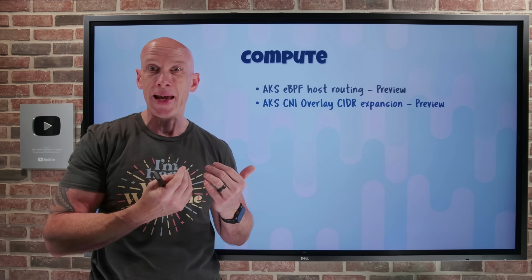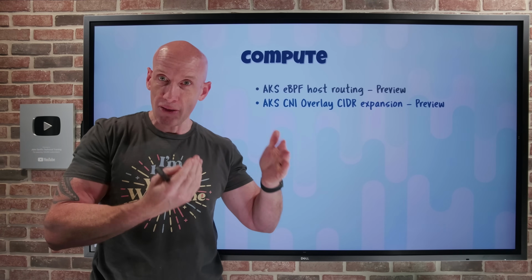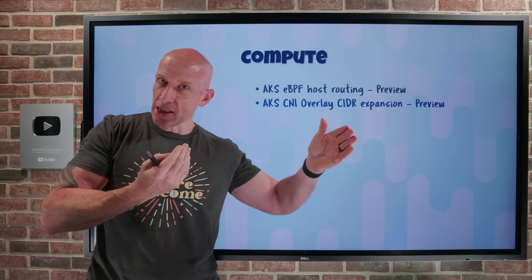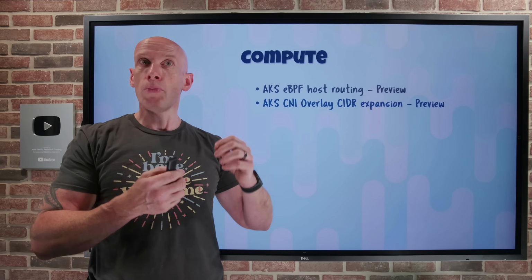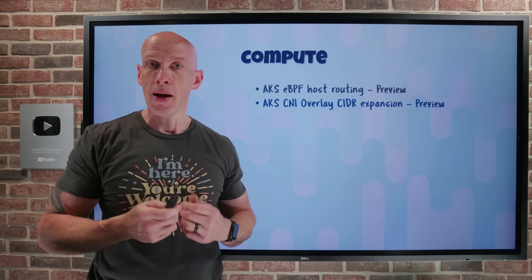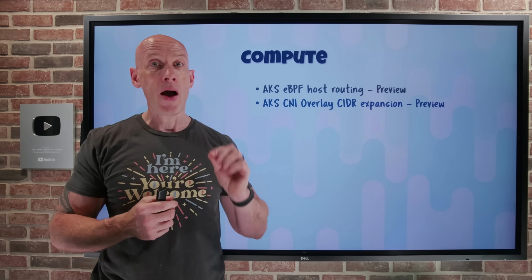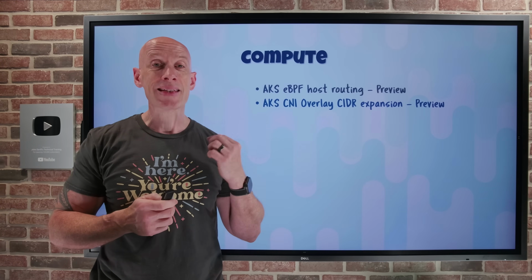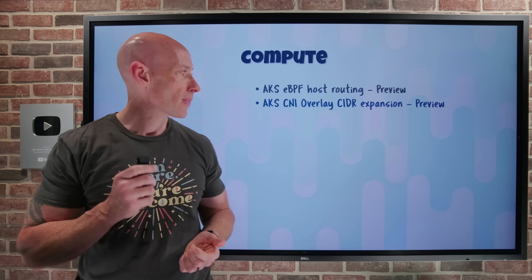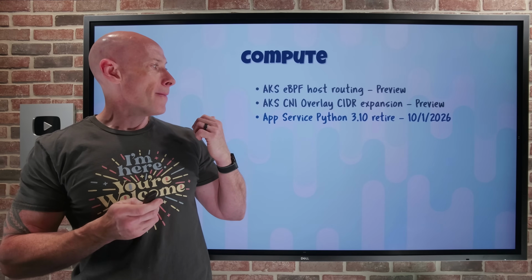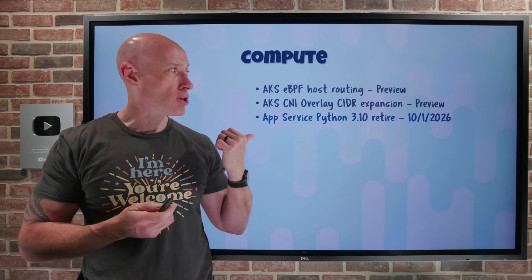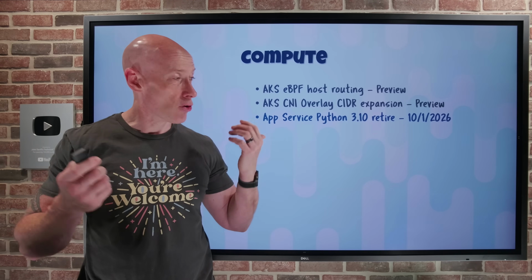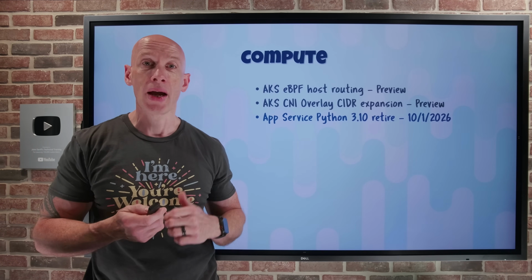So imagine I currently had like a /18 for my pod CIDRs. Well, I could now expand it to a /16 or /17 to be able to now have more nodes to give out more pods. This is only for IPv4 CIDR ranges, and it is Linux nodes only. For App Service, Python 3.10 is retiring, basically beginning of October 2026, so you need to move to a newer version.